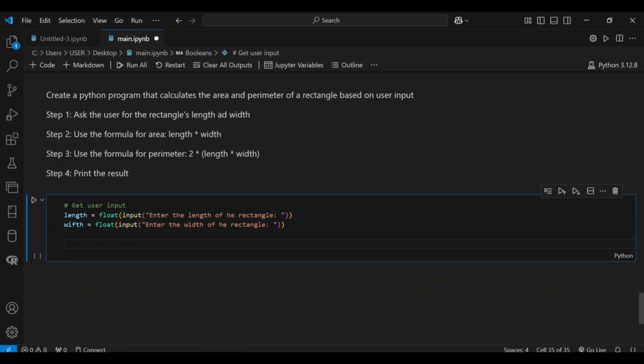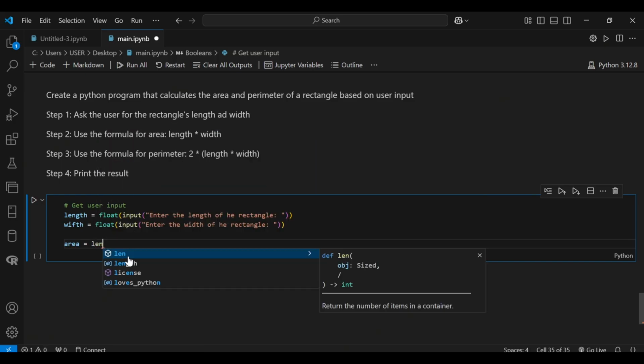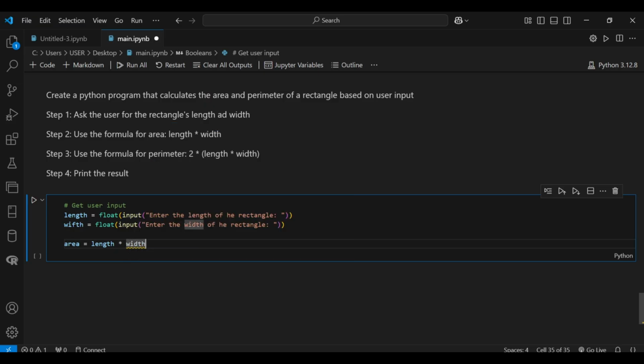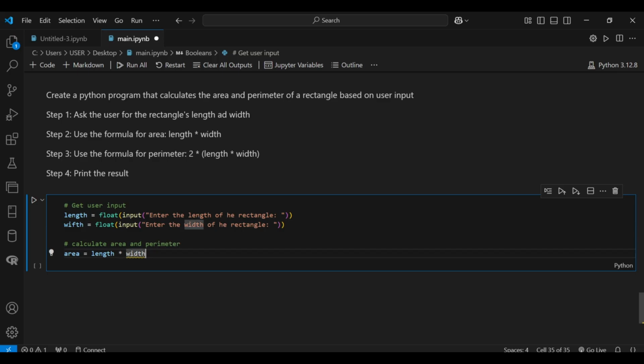So after getting the user input, we want to use the formula for area, which is length times width. So I want to say area equals length times width. Okay, so in this next step, what I want to do is calculate area and perimeter. That's what I want to do. So I'm going to do area times width. That's the next thing I want to do.